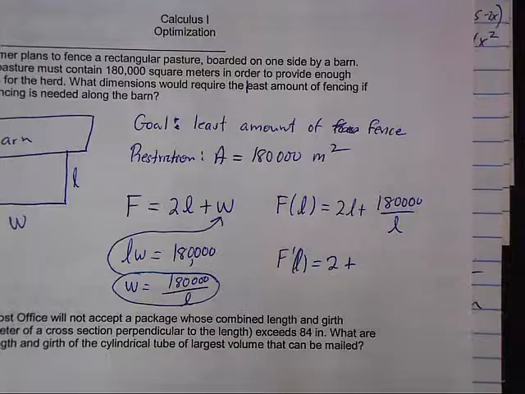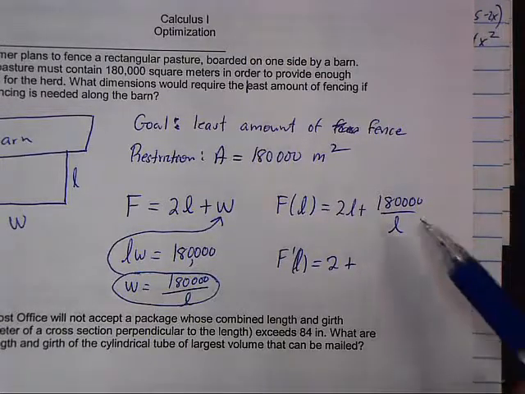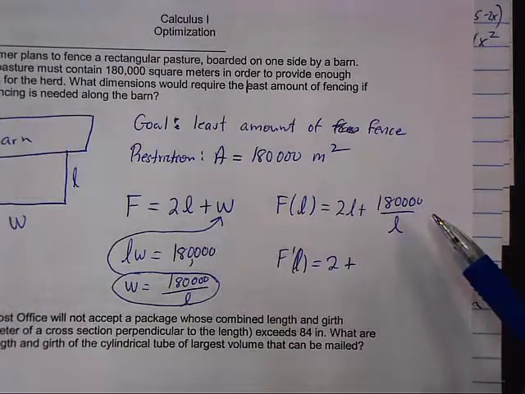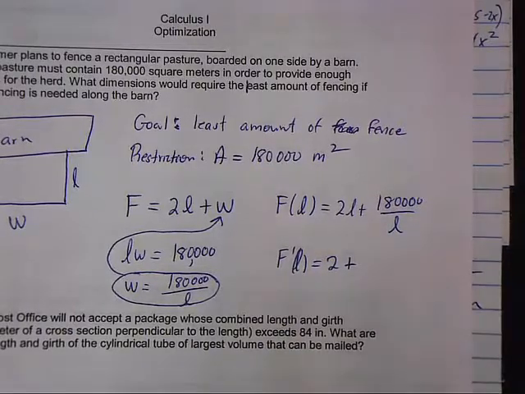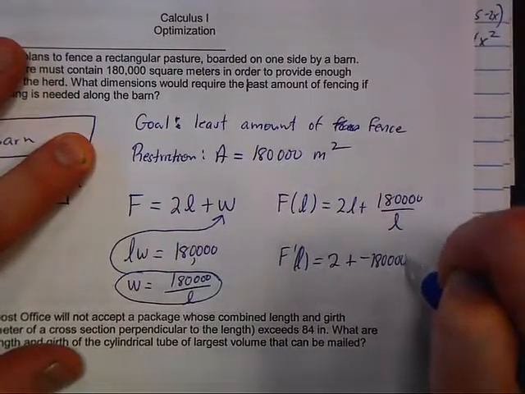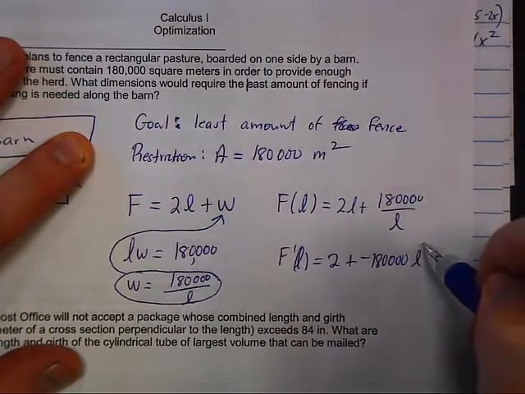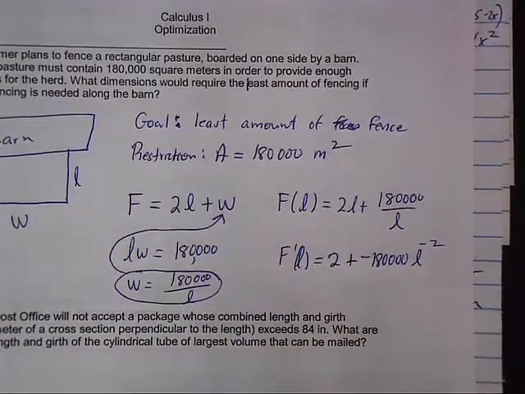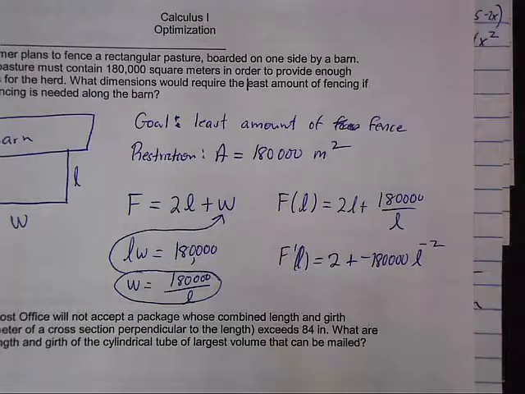Quotient rule. I could use the quotient rule. That's too hard. Think of this as being 180,000 L to the negative 1, and then you don't need quotient rule. You bring the negative 1 down, so that's going to give you negative 180,000 L to the negative 2. Much easier than using the quotient rule. The only time you really need to use the quotient rule is when you have a variable on top and a variable on bottom. If you don't have a variable on top, bring the bottom up, give it a negative exponent, and then just use your power rule.